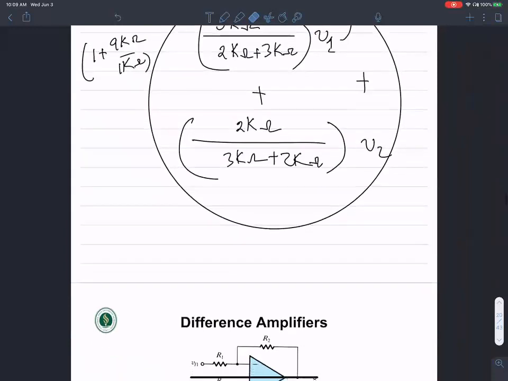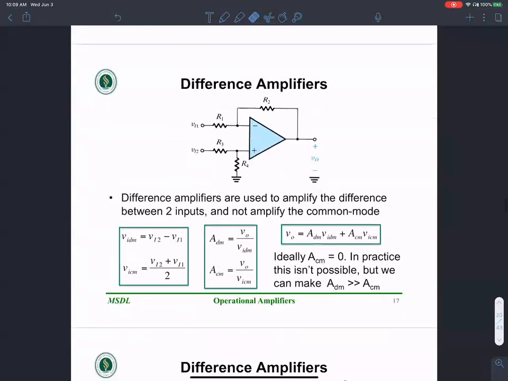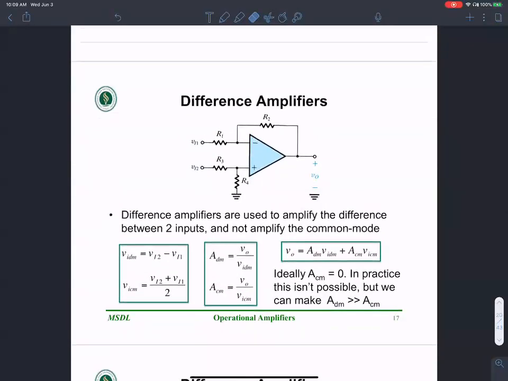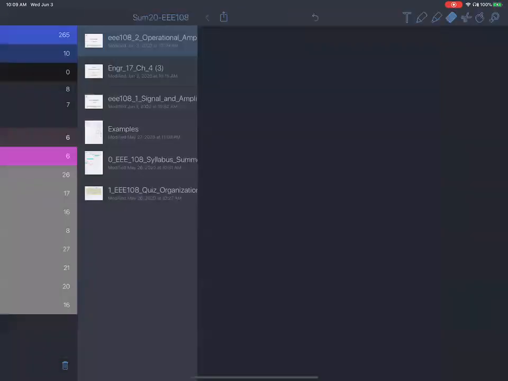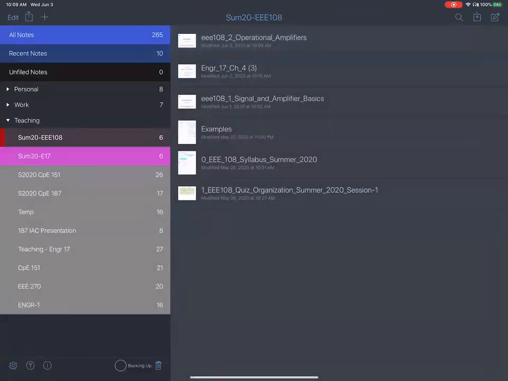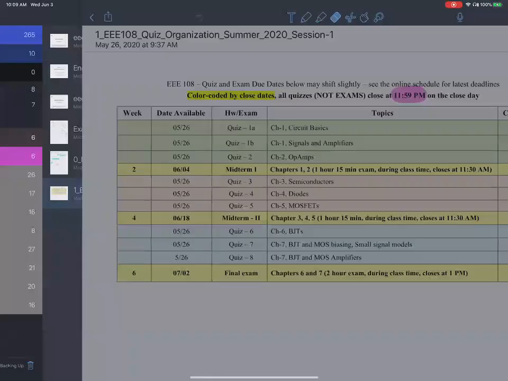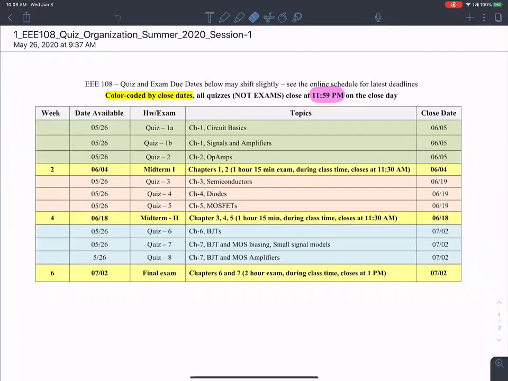Okay, that's the idea. Then we are going to talk about difference amplifiers. Here is where we begin talking about difference amplifiers in today's class. But before that, let's quickly see what's going on and where we are. This week the idea is to be able to finish chapter 2, and then tomorrow, which is the 4th, there's going to be a midterm. Okay, 4th, there is going to be a midterm.